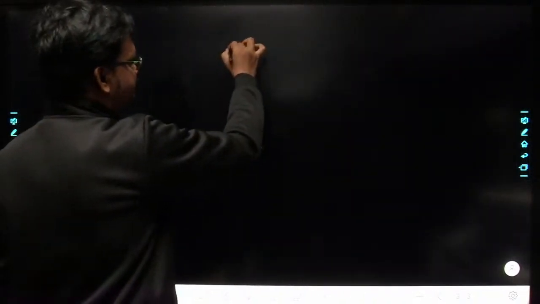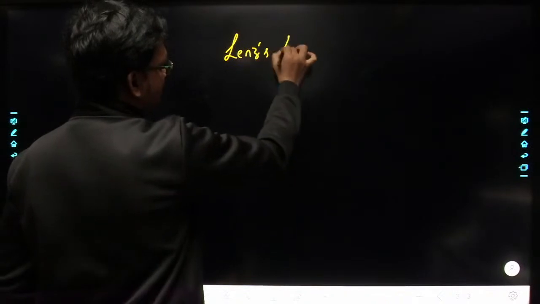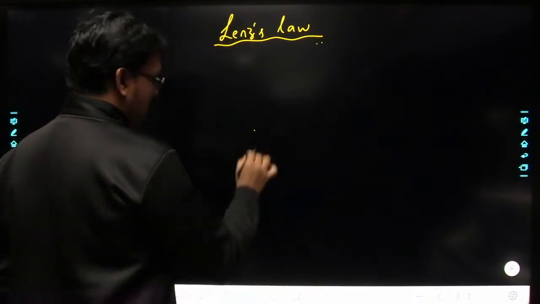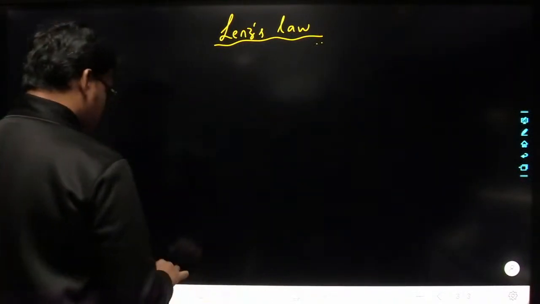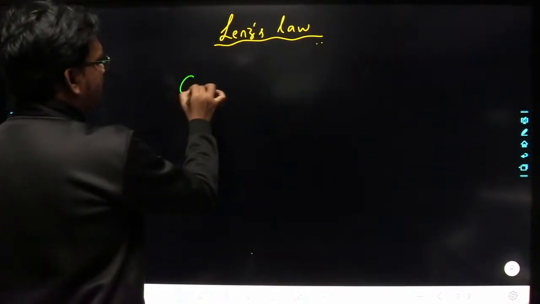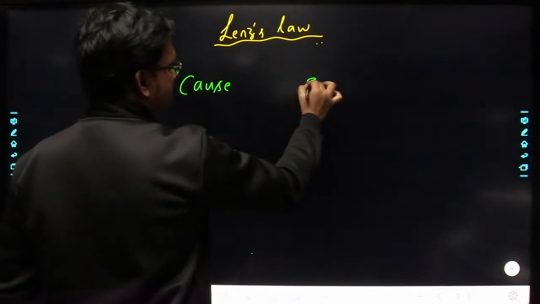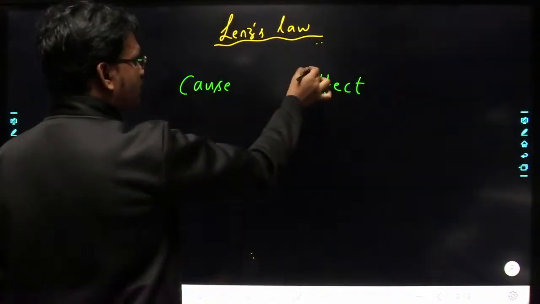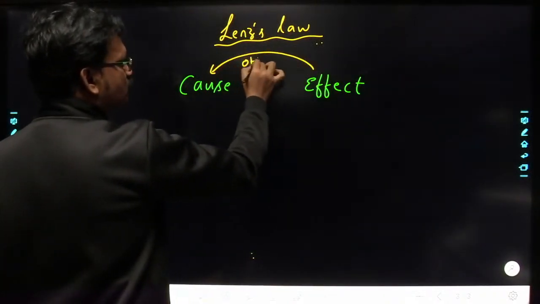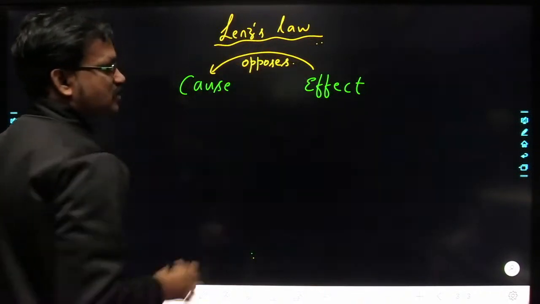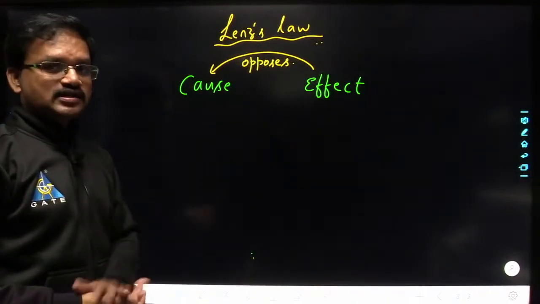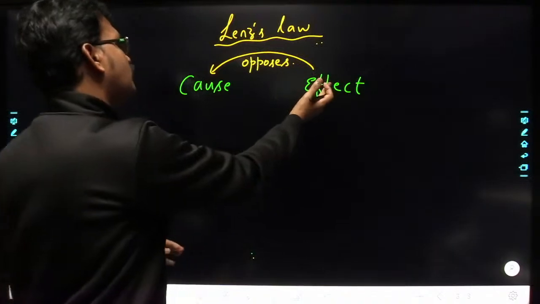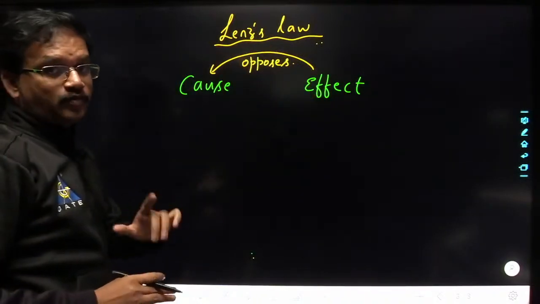See here, Lenz's law. Whenever we have a cause and effect, the effect will always oppose the cause. That is Lenz's law. So what Lenz's law says is that you have a cause as well as its effect, and this effect is always going to oppose the cause.